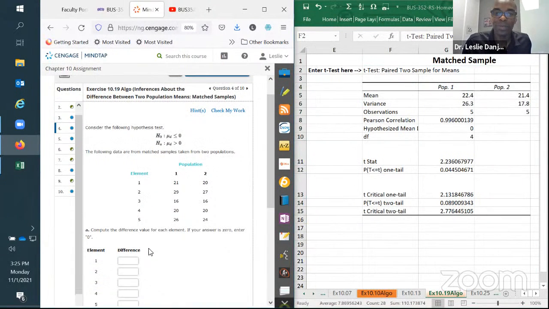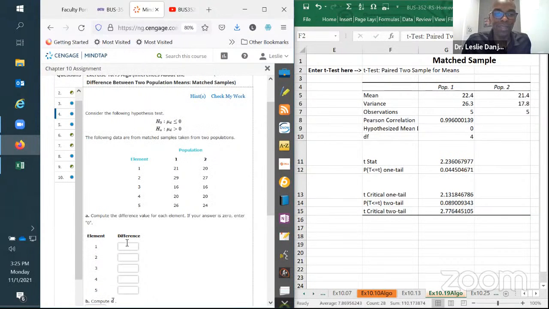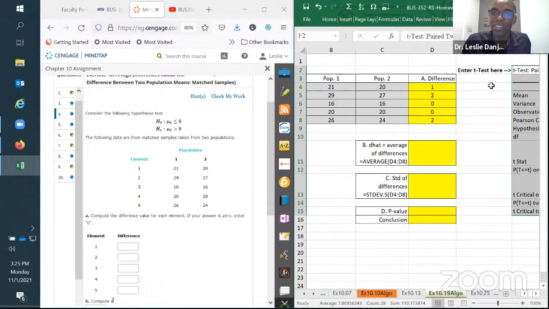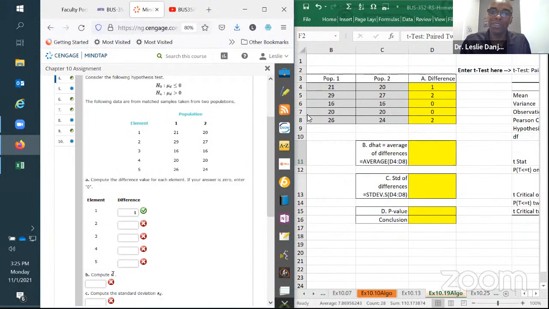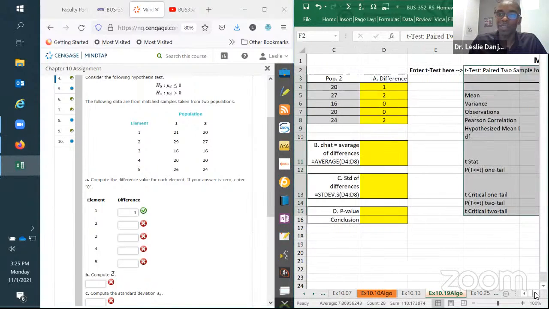So it says, what is the difference? Within our sheet right here, it shows you your differences. So you can just plug in your numbers, check your work. What's the difference between 21 and 21? Hopefully that makes sense. Compute the D. Compute the D for B. So we can compute the D.